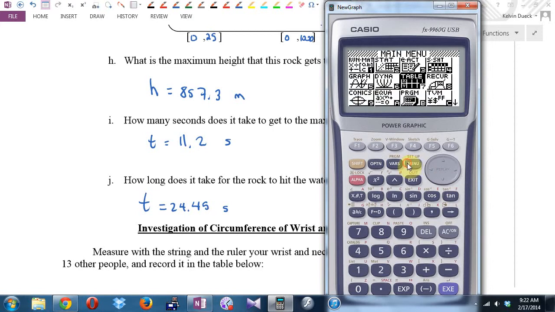Okay? We also, Roy, because you're in physics 12, we could find this algebraically, right? You would let y equals 0, and you would solve the quadratic equation, which is really what this thing is doing, but a little quicker, a little more efficiently.